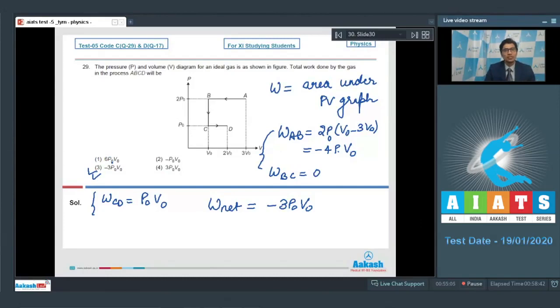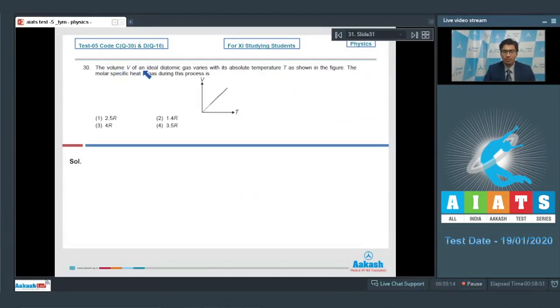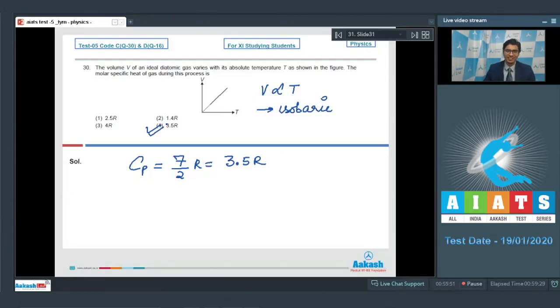Now let us proceed to question number 30. Question number 30 says the volume V of an ideal gas, which is diatomic, varies with its absolute temperature T as shown in the figure. The molar specific heat of the gas during this process is. Dear students, we can see here that volume is proportional to temperature, which means that it is an isobaric process. For an isobaric process, the specific heat capacity for a diatomic gas is equal to 7 by 2 R, which is equal to 3.5 R, which means option number 4 is the correct answer.